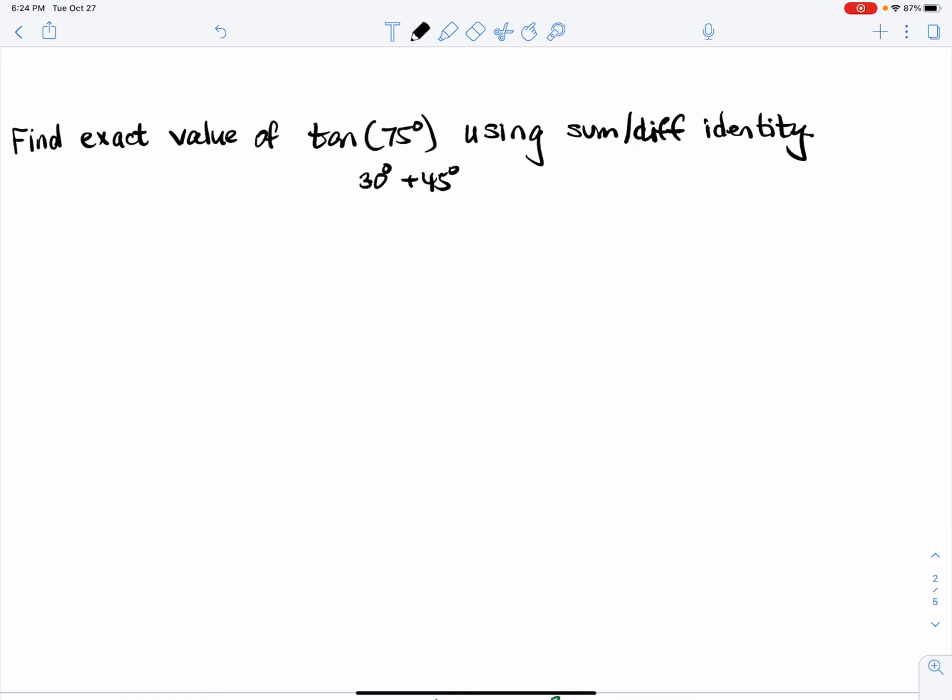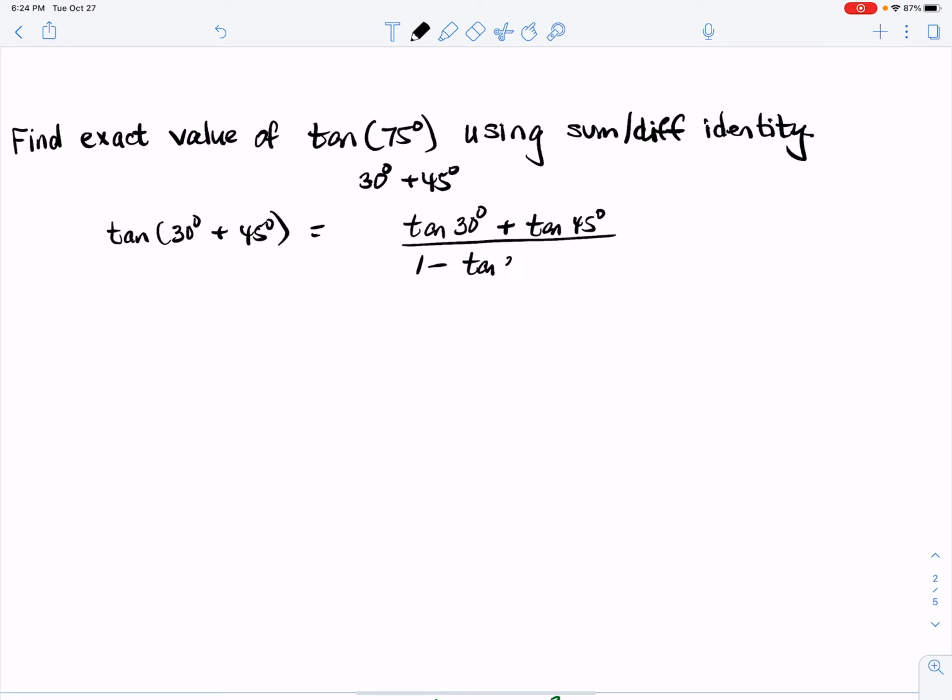So right away I can see the angles I can use because I know what tangent of 30 is and I know what tangent of 45 is. Those are the exact values that are more popular. So that means I can find tangent of 30 degrees plus 45 degrees. And according to the identity, tangent of a sum is the sum of the tangents divided by 1 minus the product of the tangents.